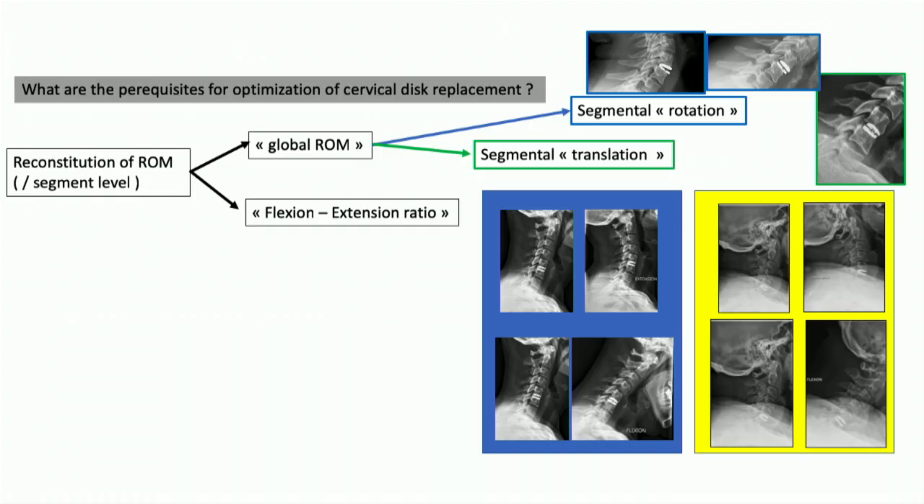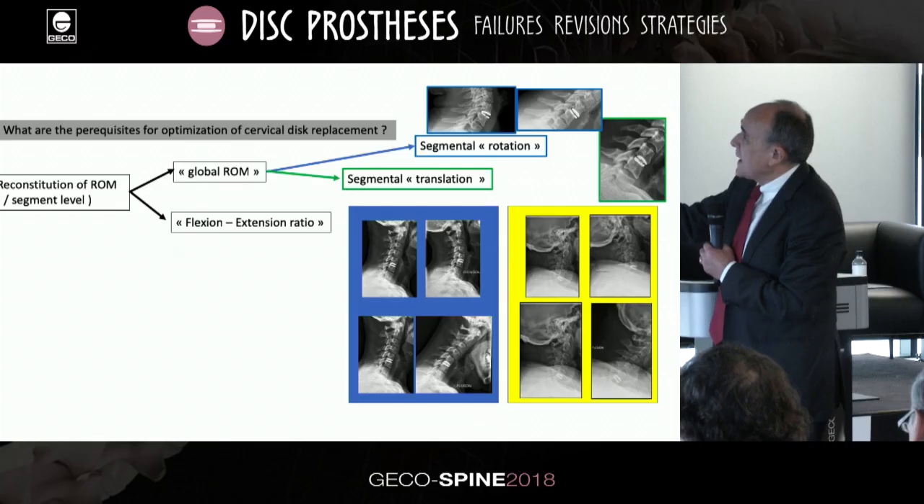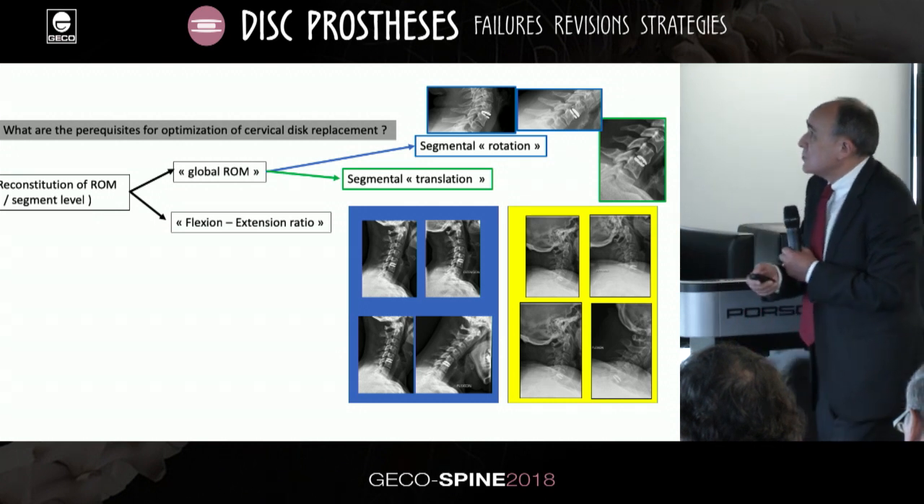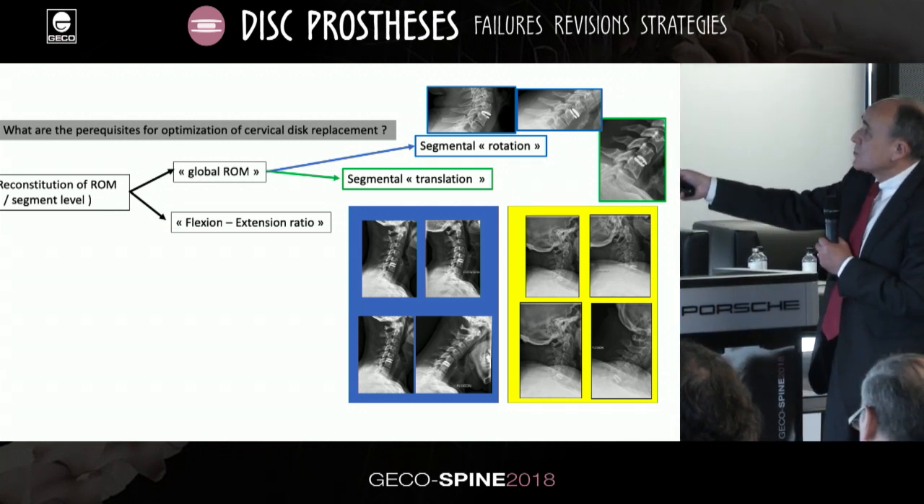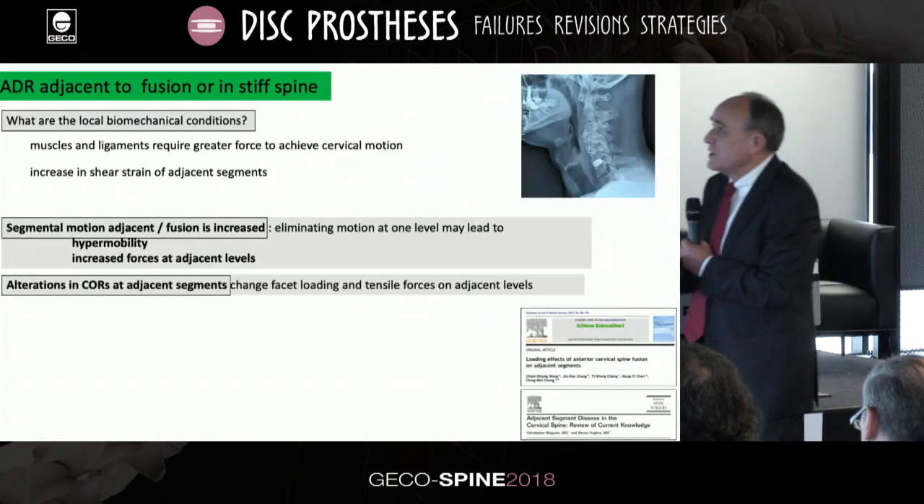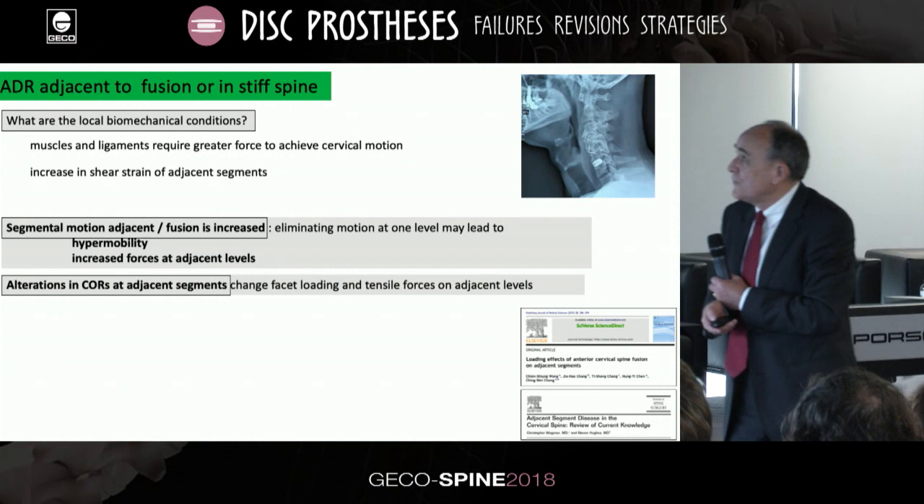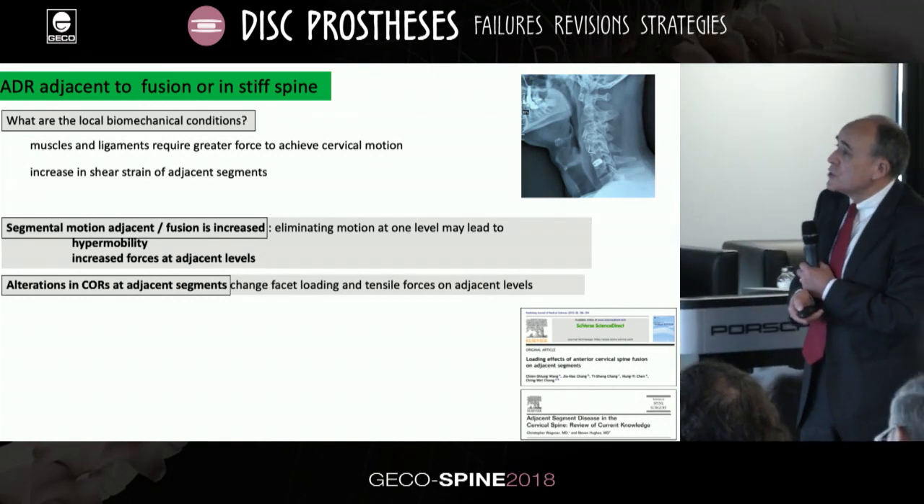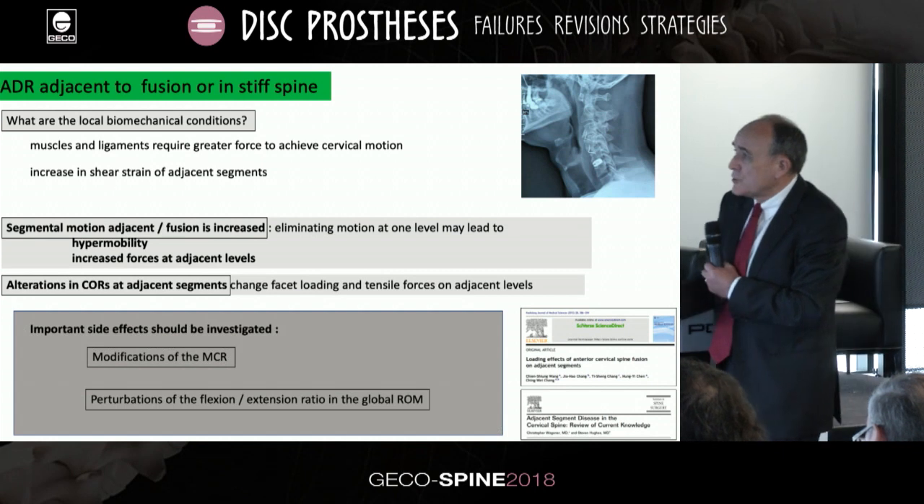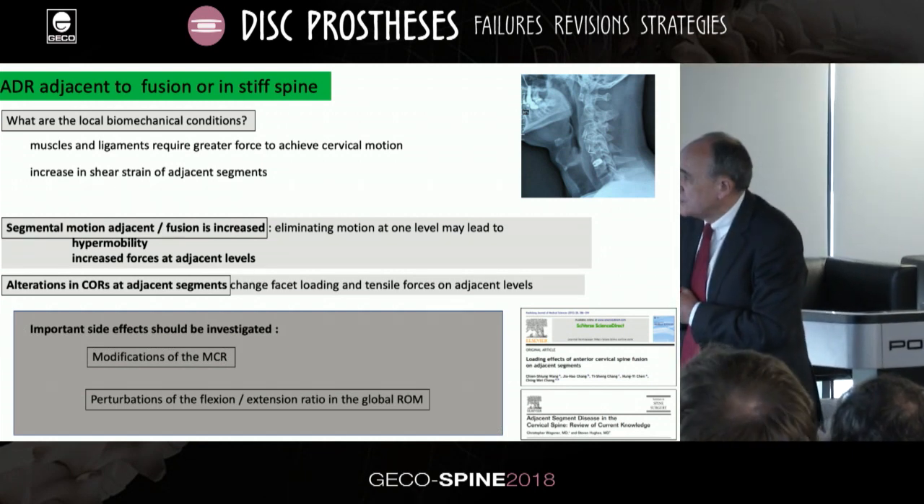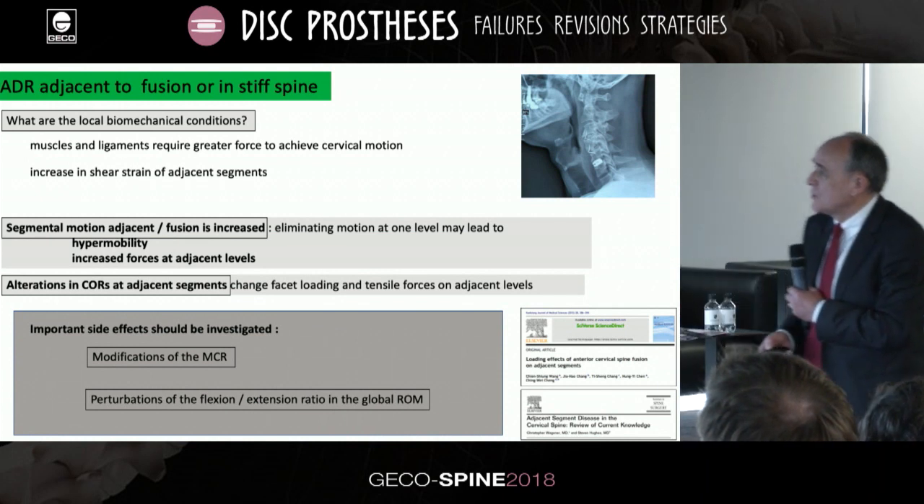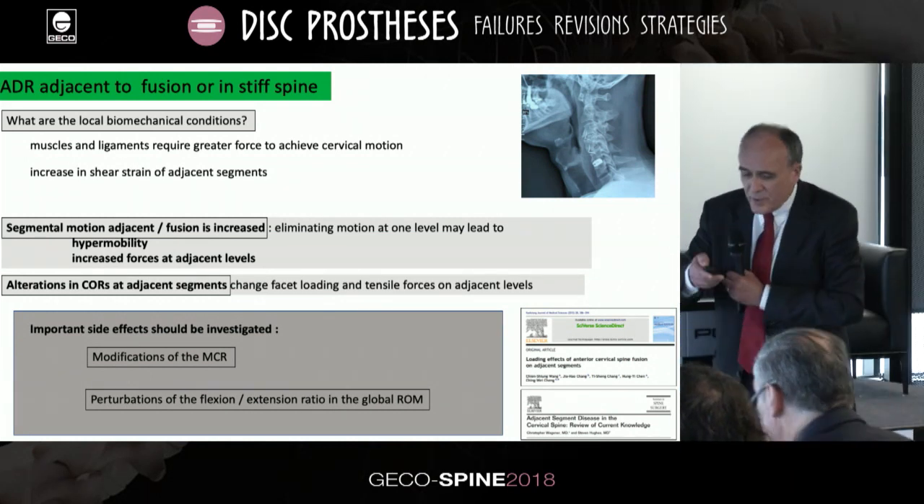So if we have to improve our cervical disc replacement, probably we have to take care about the global range of motion, but perhaps to have a huge range of motion is not always a solution. We need to look at the segmental translation. I don't speak of this today, but we have to look at the segmental rotation and the balance between flexion and extension. So if we have disc replacement adjacent to fusion or a stiff spine, problems may occur regarding the location of the center of rotation, and the perturbation of the ratio between flexion and extension.